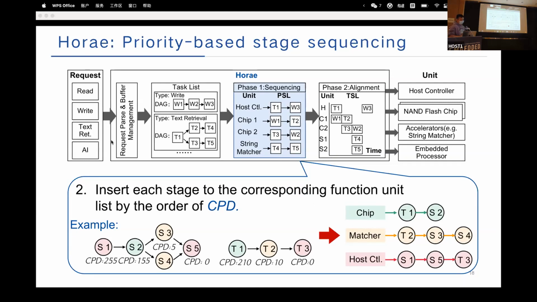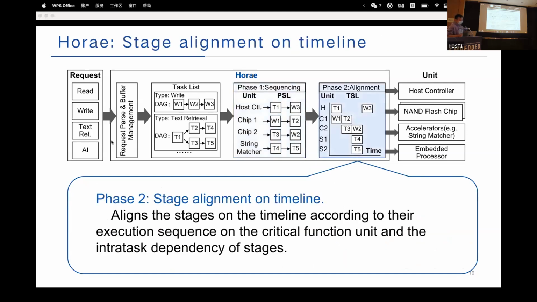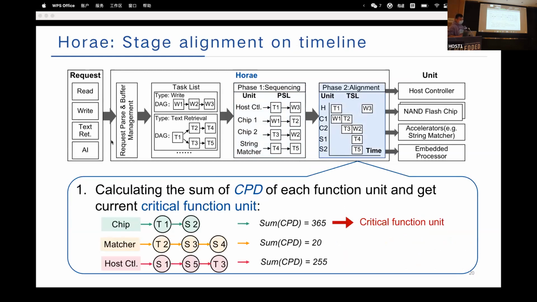So after the execution sequence is generated, Horae will next align the stages on the timelines according to the execution sequence we generated before, and line them up on the timeline according to the intra-task dependencies. First, Horae will calculate the sum of CPDs of each function unit and take the function unit with the largest sum of CPDs as the critical function unit.